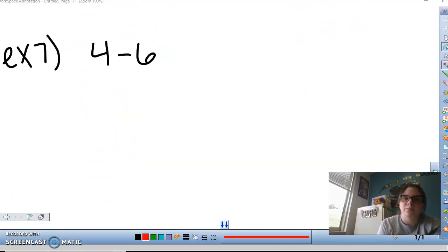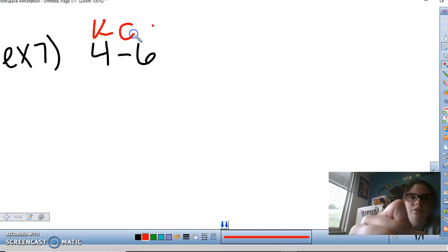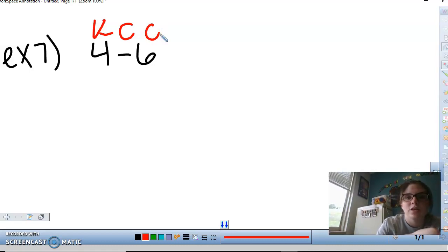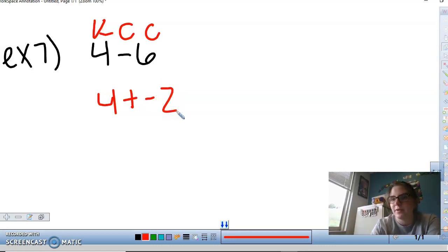Again, on this one, it's subtraction. So I'm going to keep, change, change. I'm going to keep this one the same, change this to addition, change this one to be a negative. So I'm going to have 4 plus a -2. Or sorry, not -2. I don't know where I got that from.